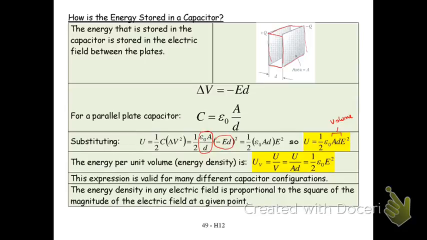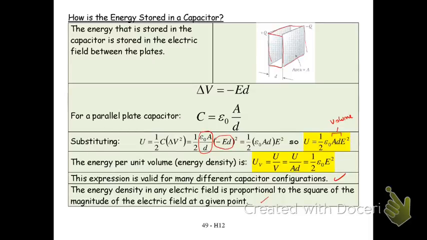So then that raises an issue of, well, how much energy per unit volume can I get? And it's just basically 1/2 epsilon naught times electric field squared. This expression is valid for many different capacitor configurations, parallel plate being the primary one. The energy density of an electric field is proportional to the square of the magnitude of the electric field at that point.